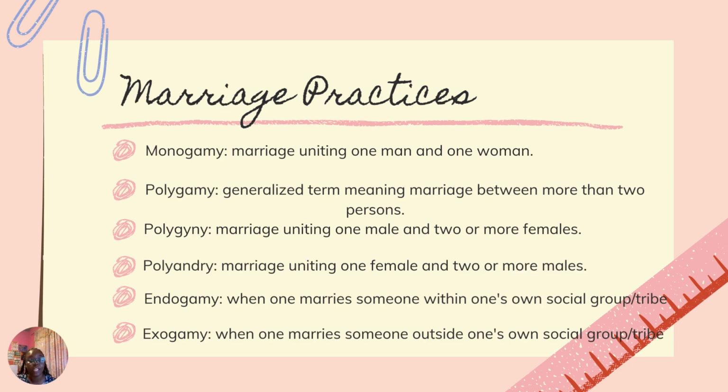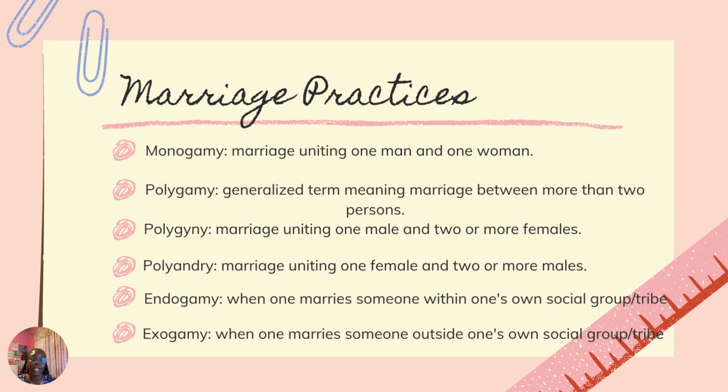The terms relating to marriage practices. The first term is monogamy. Monogamy is marriage uniting one woman and one man. And this is the marriage that we practice in Jamaica and the Caribbean as a whole. So monogamy is when one man and one woman are married to each other.